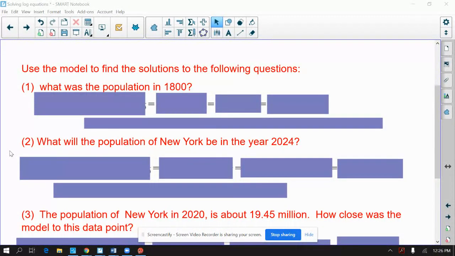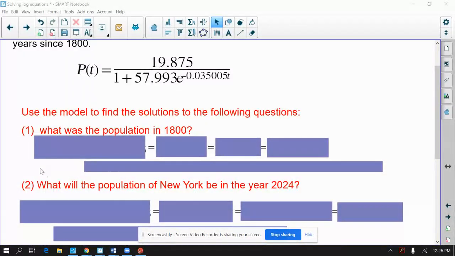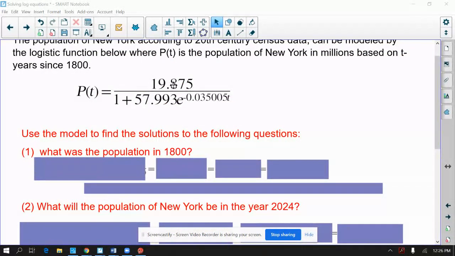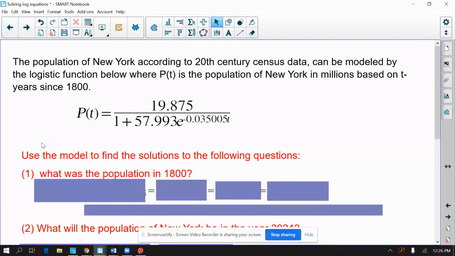What will the population be in the year 2024? And this year, 2020, there are 19.45 million people living in New York. And how close was the model in predicting that? What does 19.875 mean? What is the significance of this number? And finally, when was the population of New York 10 million? So I lost track. 6 problems. I don't know. But let's begin.